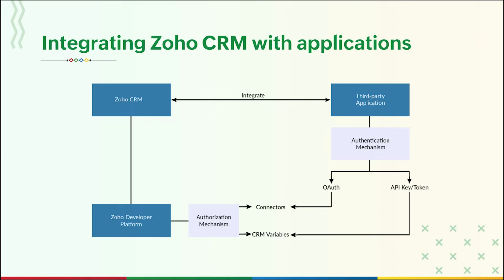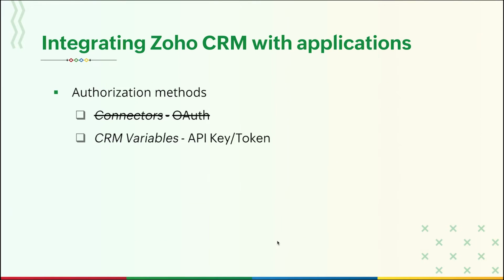So today, let's go ahead and explore the other authorization method, CRM variables, in detail. We will go over the CRM variables concept in depth in order to learn more about integrating Zoho CRM with applications that use the API key or token authentication mechanism. So far, we've seen an overview on the concept of integrating Zoho CRM with other applications and the methods that are available to do so.